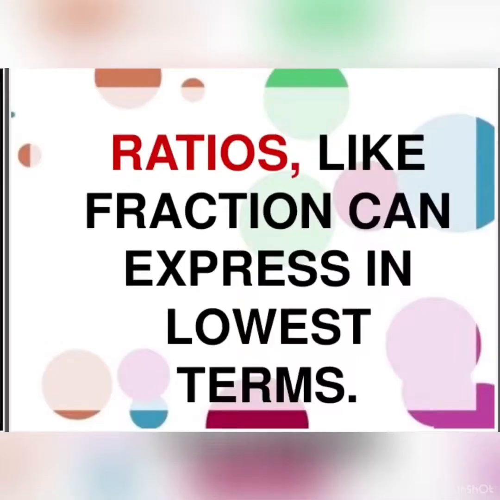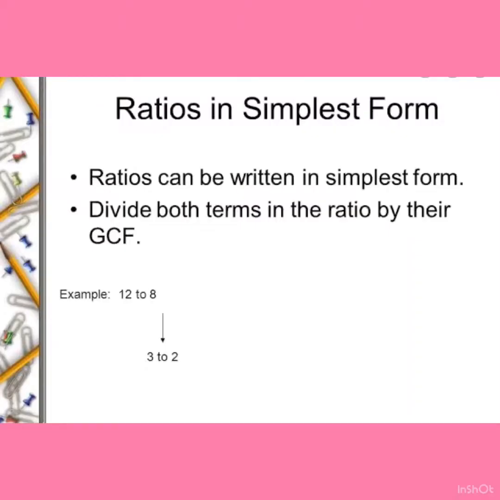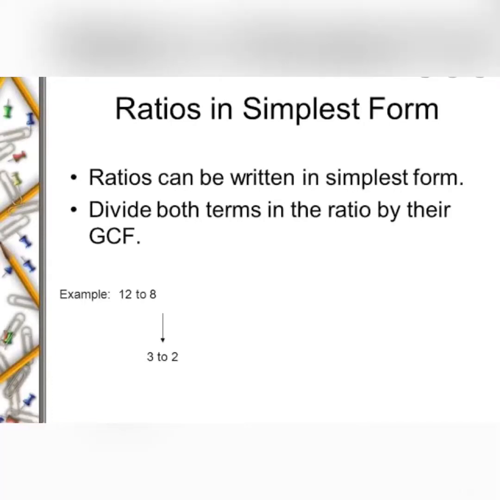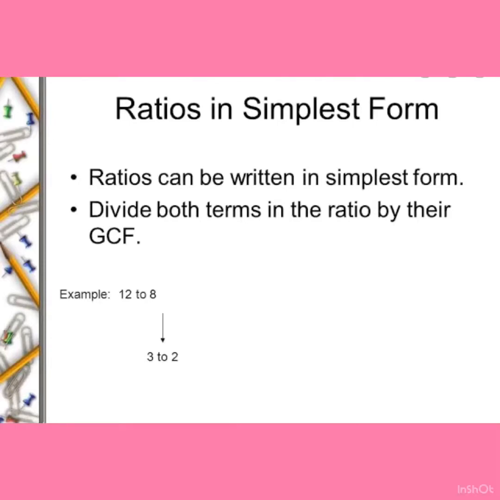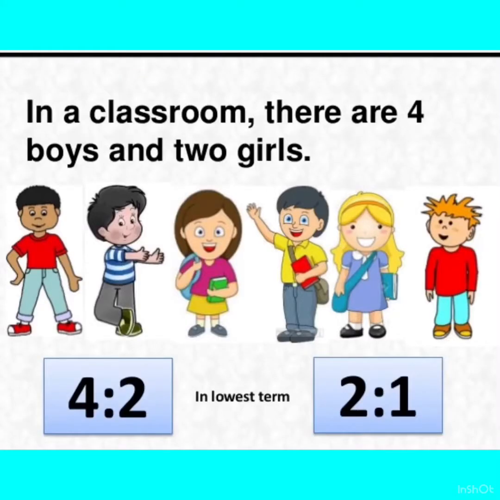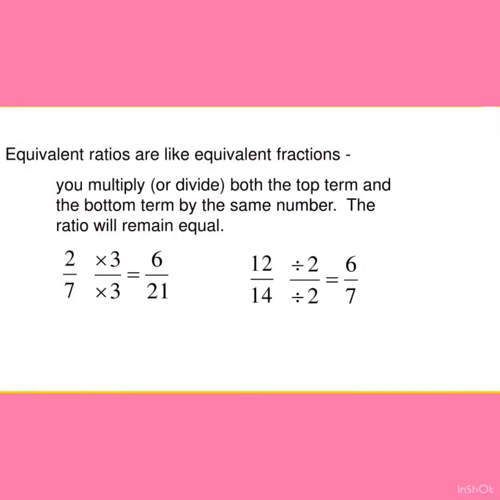Dear students, like a fraction, we can express a ratio in lowest form or simplest form. For this, we must divide both terms in the ratio by their greatest common factor. You can see here 12 to 8 is converted into its lowest form 3 to 2 after dividing both terms by 4. You can see the next example also. The lowest form of 4:2 is 2:1.